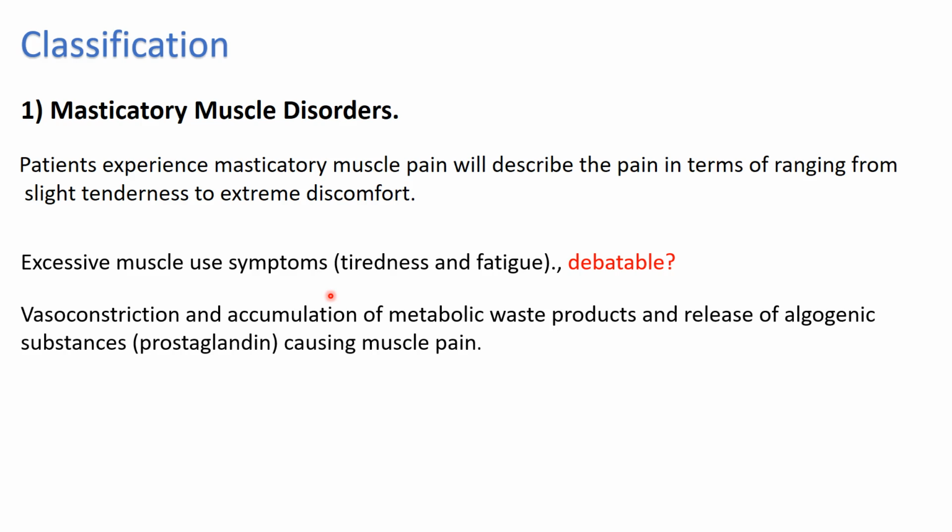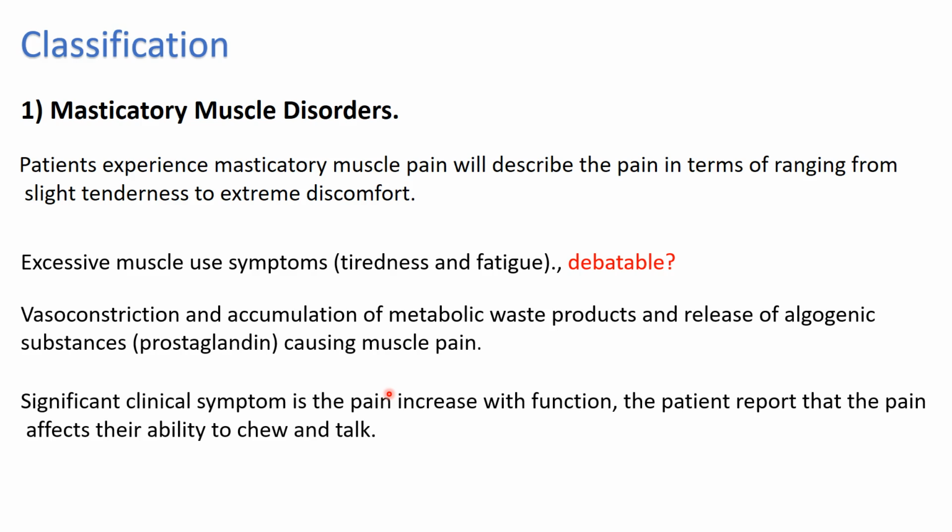The etiology of this type of disorder is still debatable, but most of the studies describe that excessive muscle use can lead to tiredness and fatigue, and this is justified by vasoconstriction and accumulation of metabolic waste products and the release of algogenic substances like prostaglandin, which will eventually cause muscle pain. Clinically, a significant symptom is that the pain increases with function. The patient will report that the pain affects their ability to chew and talk.